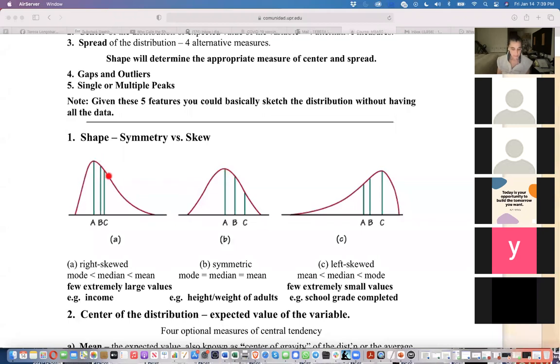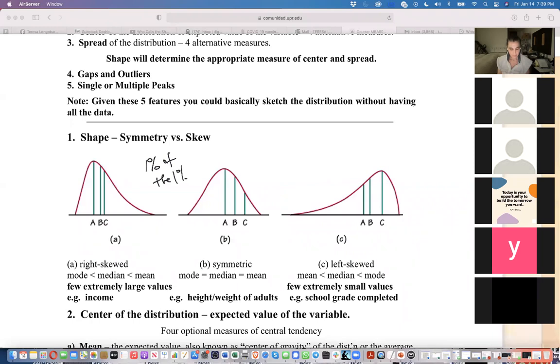When you see something like this, a skewed distribution, most of the values are around here, but then there's a few extreme or high or large values. Income is an example of a right skewed distribution. If I was to plot income, people talk about the 1%, right? Or the 1% of the 1%.